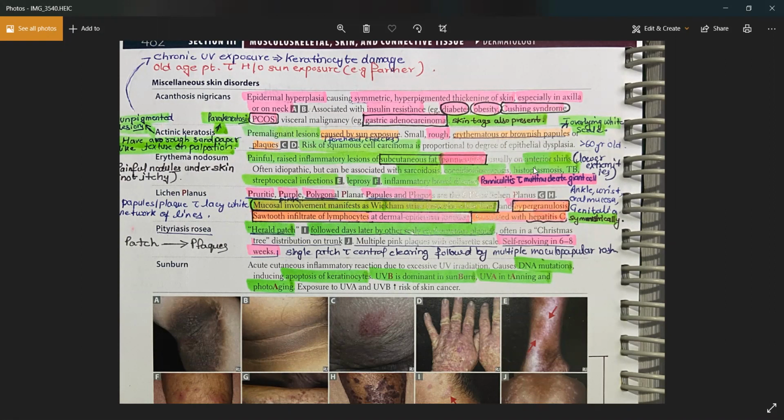This condition is associated with sarcoidosis, coccidioidomycosis, histoplasma, TB, right?